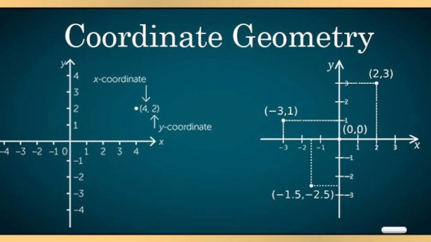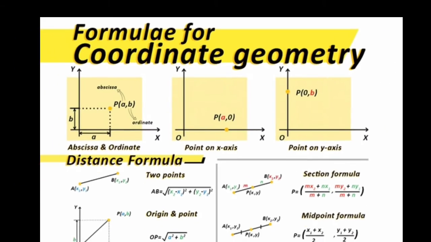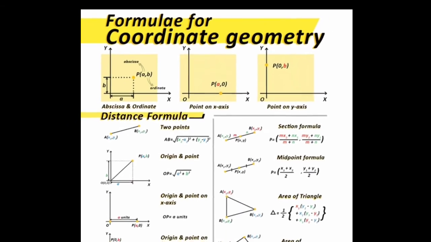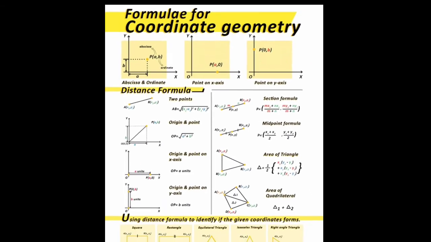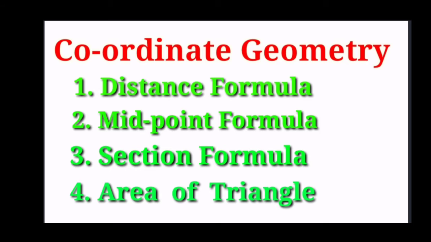Topic is coordinate geometry. This is the very easiest chapter in commercial mathematics or business mathematics. In this chapter there are a few formulas that will help us to solve the equations. There are mainly four formulas in the coordinate geometry chapter. First formula, distance formula. Second, midpoint formula. Third, area of triangle. And fourth is section formula.